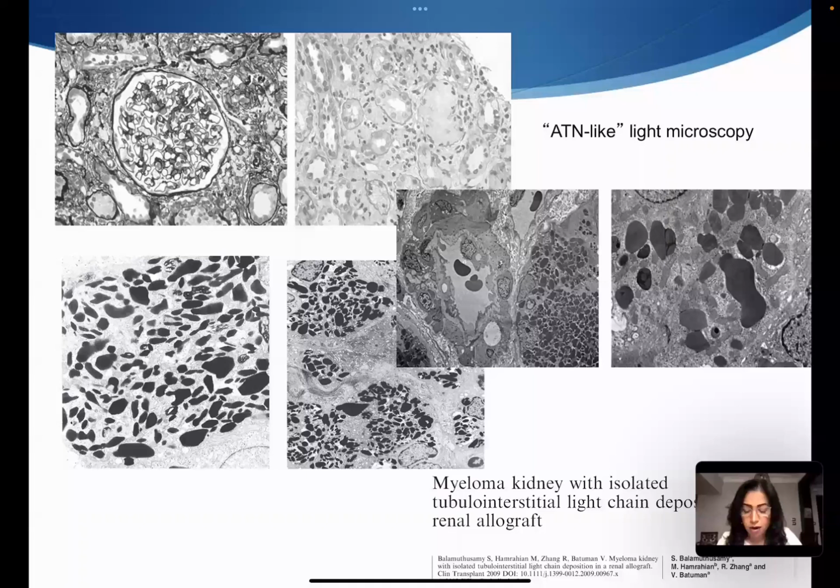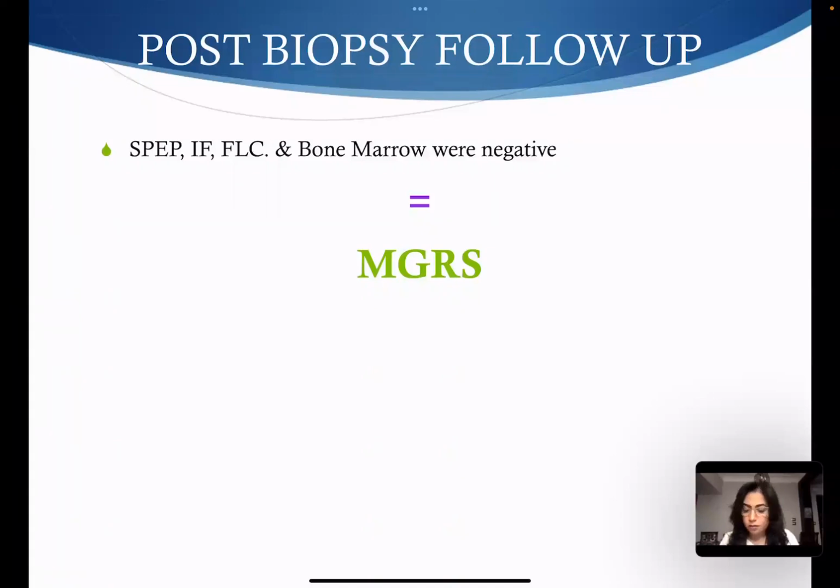Okay, so the patient, after the biopsy, had a full check for being a florid plasma cell dyscrasia or paraproteinemic patient. His serum protein electrophoresis, his immunofixation, his free light chain, and even his bone marrow, because of the light chain proximal tubulopathy that was there, were all negative. And hence, this patient was diagnosed as an MGRS.